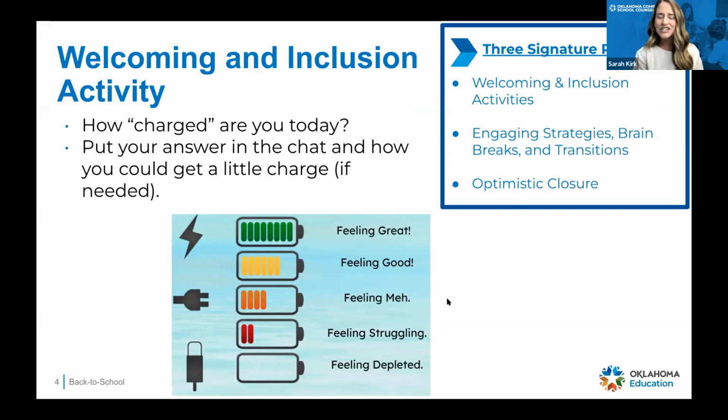As you finish this quick activity, I always like to include these activities in my presentations, and they're also something that you could use in your counseling lessons. These are called the 3 signature practices, and you can see there they include welcoming and inclusion activities, engaging strategies throughout your presentation, and then ending with an optimistic closure. So by adding those 3 elements, your lessons are more engaging, and we can really strengthen the services we provide both to adults and, of course, to our students as well.